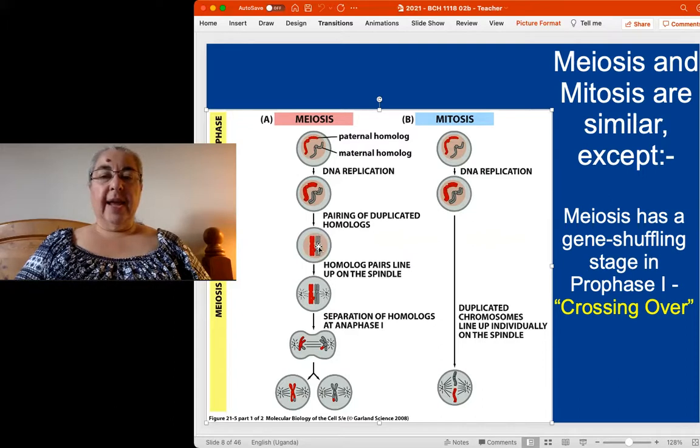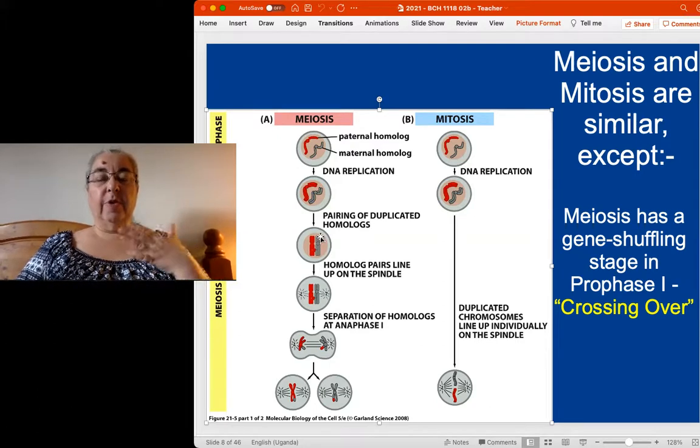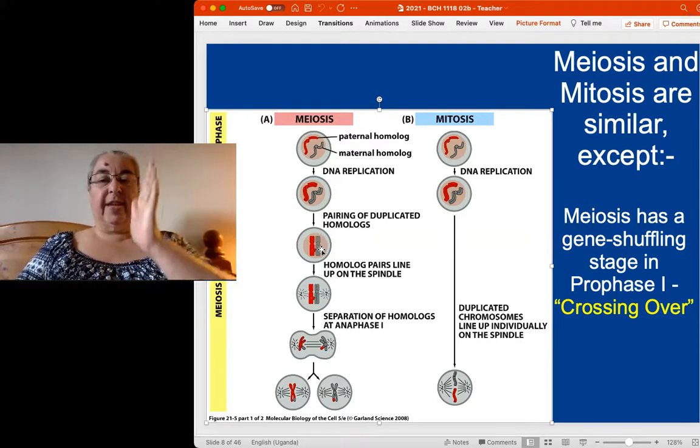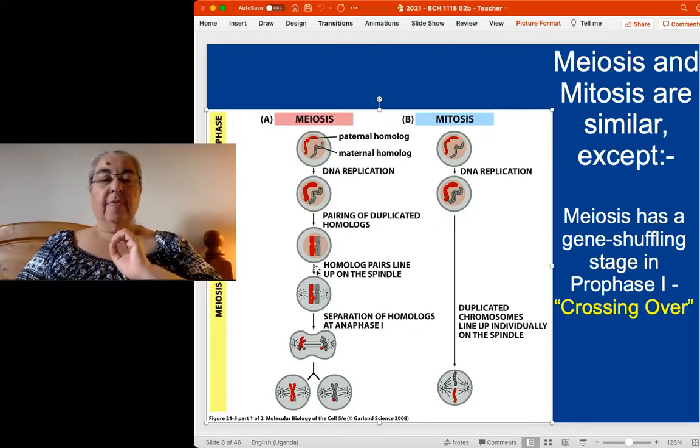And they line up together in the middle of the cell in a similar way to how we saw the chromosomes lining up on the metaphase plate in mitosis. They also line up on a metaphase plate, but with the 2 pairs of homologous chromosomes side by side. And during this lining up process, during prophase 1, crossing over can take place.